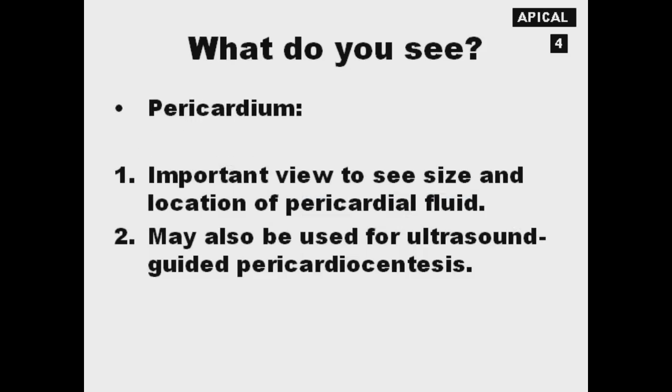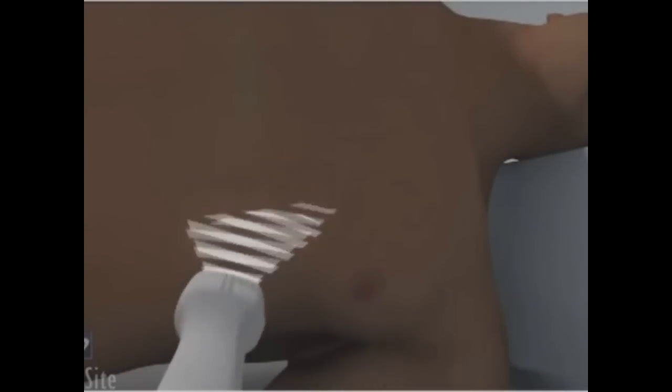The 4 chambers view, like other echo views, is good to see the pericardium, but the 4 chambers view is very suitable for pericardiocentesis. Use the lateral decubitus position if possible. Place the transducer at the apex or point of maximum impulse with the orientation marker to the patient's left side at a 3 o'clock position.